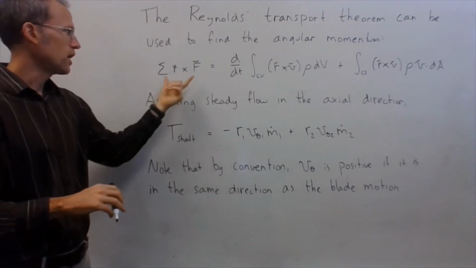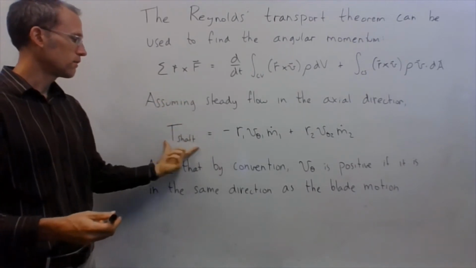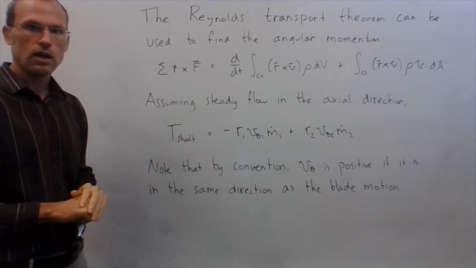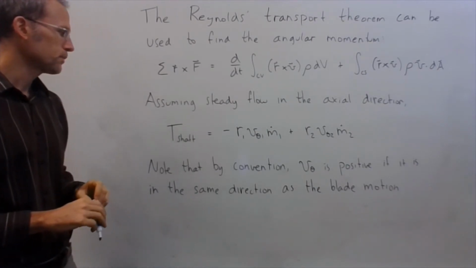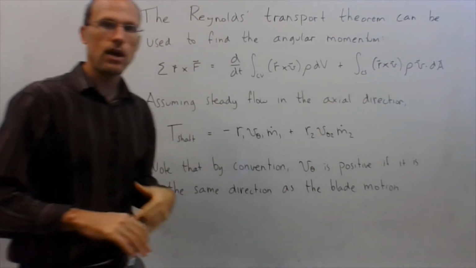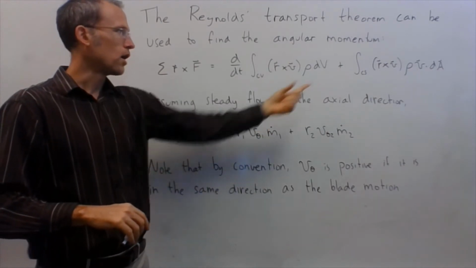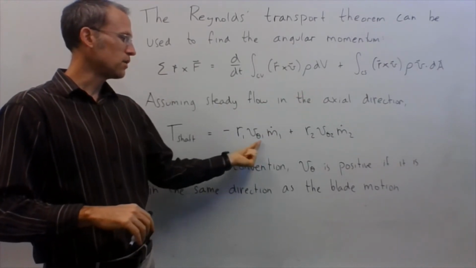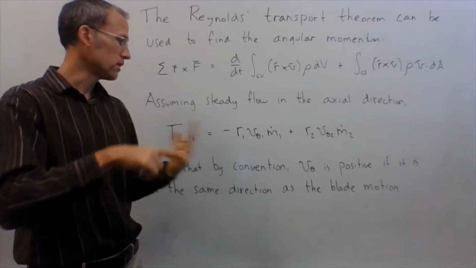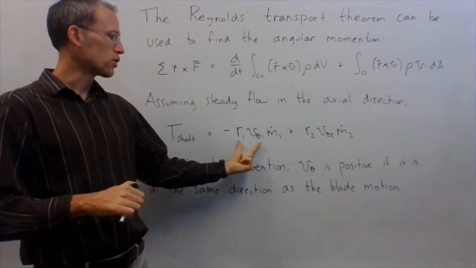So in the axial direction, R cross F is basically a moment or a torque. So the torque acting on my control volume in this case is the torque on the shaft. And then for this term, I have fluid coming in and fluid going out. Coming in at point 1, R cross V, I get R1 times V theta 1. I want the two vectors to be perpendicular. So R and V theta, the velocity perpendicular to R. That is my R cross V term.